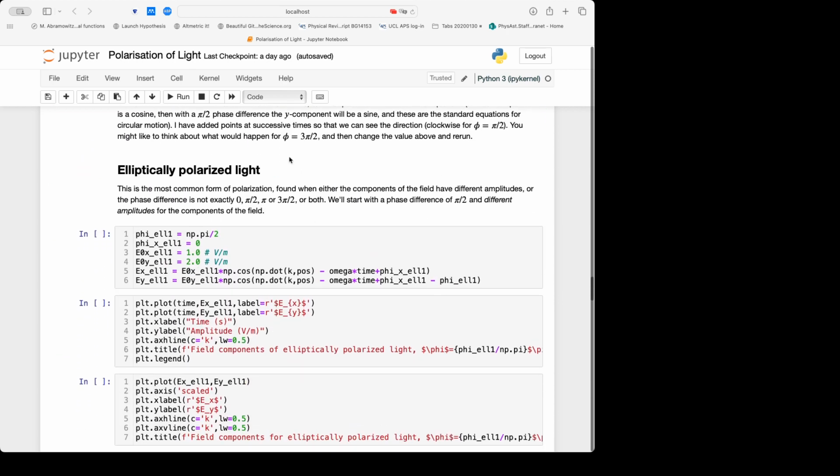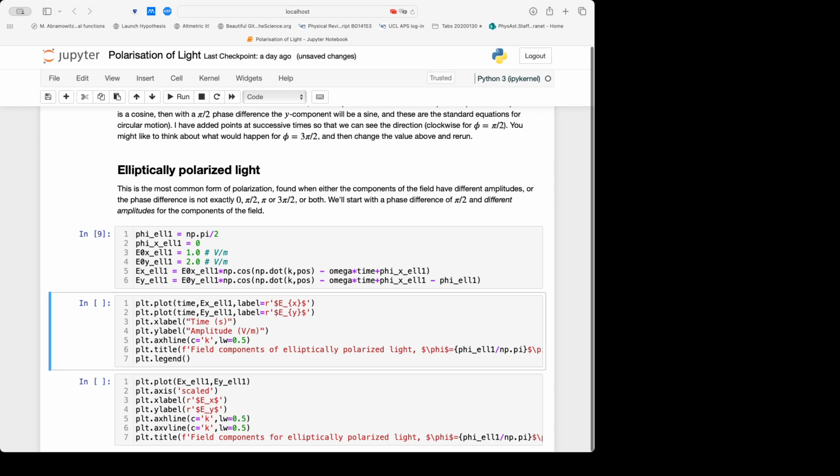Now we turn to elliptically polarized light, which is the most common form, simply because it's not hard to arrange. Any kind of phase difference that isn't an integer multiple of pi over 2, any kind of difference in the magnitudes of the field vectors gives you elliptical polarization. So the first case we'll consider has a phase difference of pi over 2, which might make you think, aha, this is going to be circular, but then we have different magnitudes 1 and 2, so it isn't circular. That means it's going to be an ellipse.